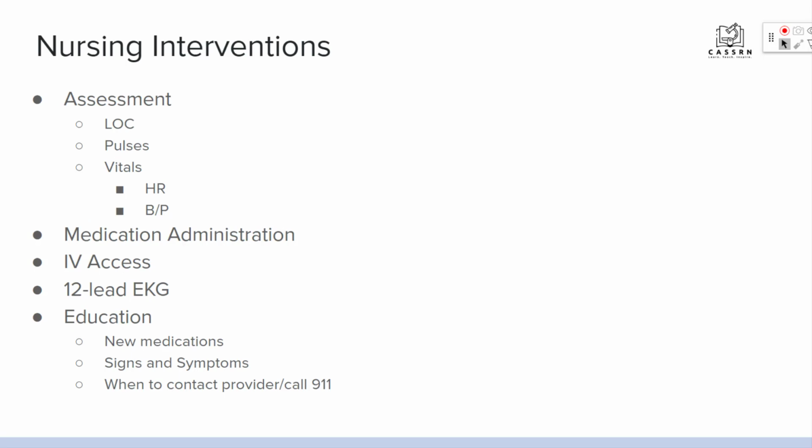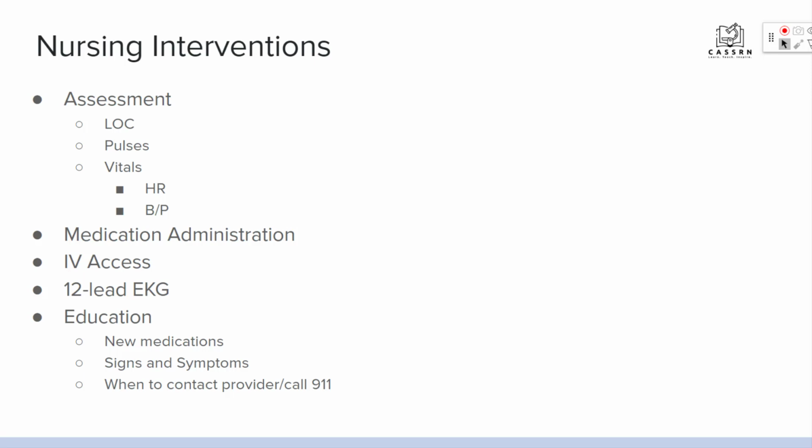Then always our nursing interventions. This is pretty much the same every time we're looking in our assessment. We want to make sure of their level of consciousness, where that's at. We want to check and see if we can feel pulses. We're going to check our vitals, especially our heart rate and our blood pressure, because that's what's affected with this particular disease. We're going to give any medications as ordered by the provider.